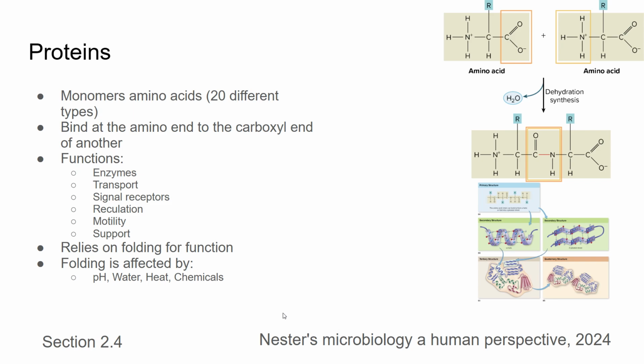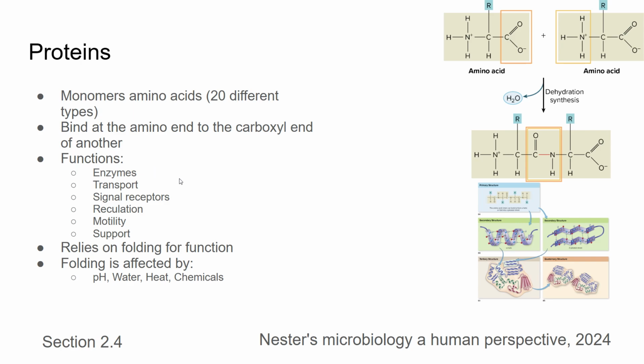The next macromolecule are proteins. Proteins are going to be a macromolecule made up of amino acids. Now there are 20 different types of amino acids that humans will use. So amino acids can combine by making a peptide bond with the amino group of one molecule and the carboxylic acid or carboxyl group of another. And this will combine and make a long linear chain. So it makes a straight line.